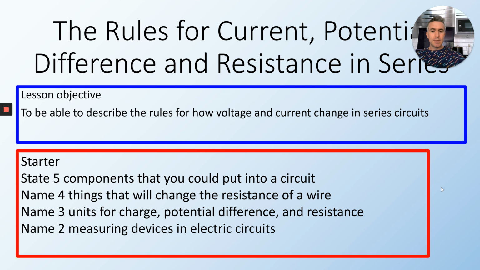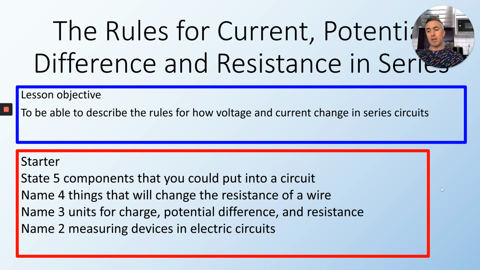Hi. Okay, so we are on to the rules for current, potential difference, and resistance in series circuits. So you know about current, you know about potential difference, you know about resistance. Now we're going to learn exactly how they all behave when arranged in a series circuit. Let's start off with a few questions.